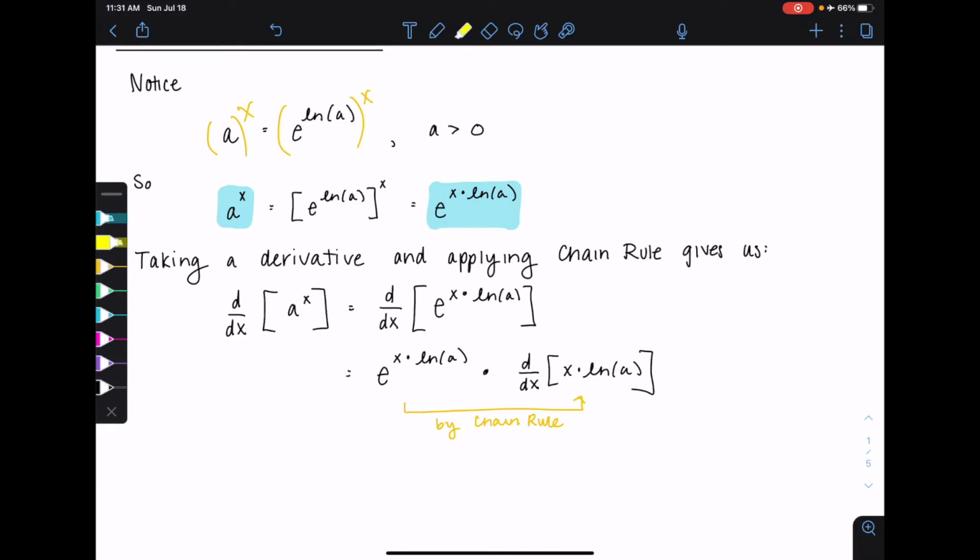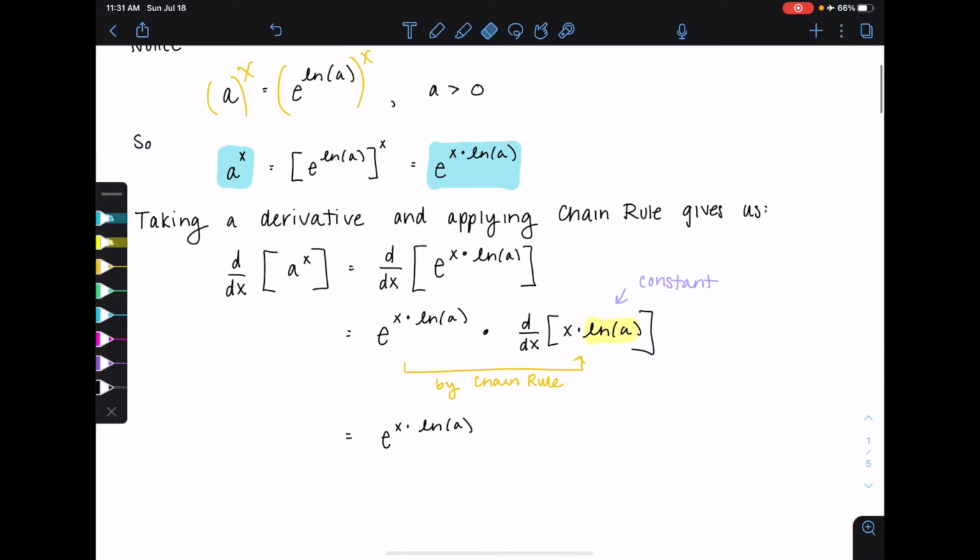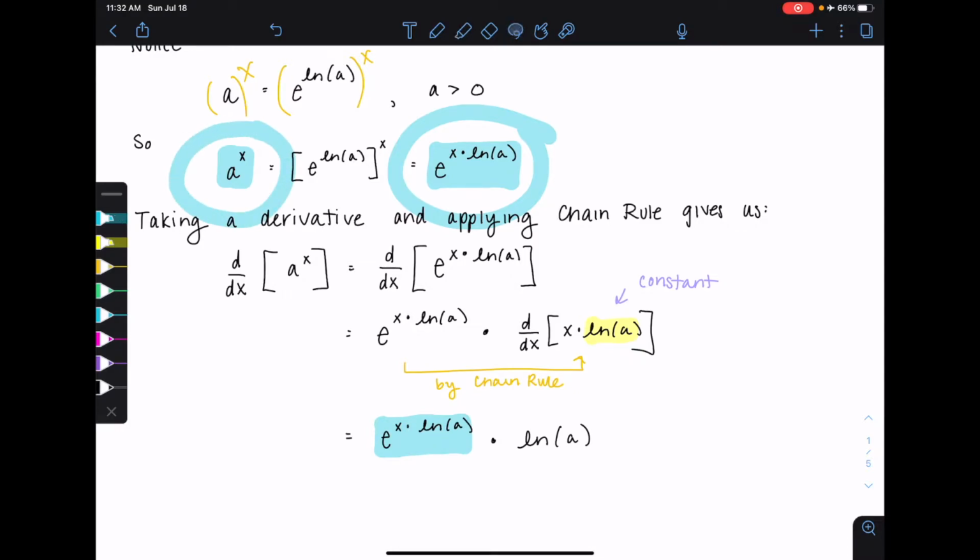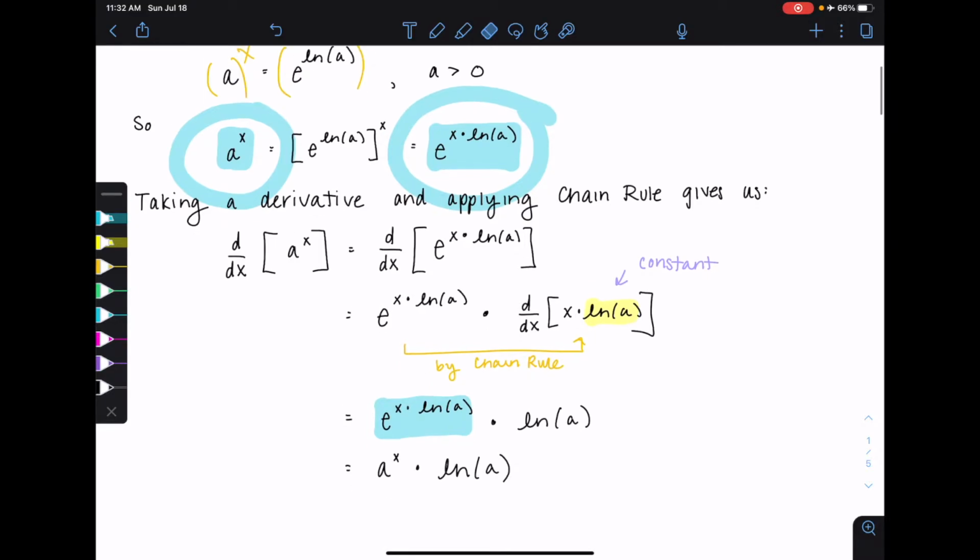Now thinking of this expression, ln of a is just a number, like natural log of 2, just a number. So ultimately this thing is just going to be a constant. So this front piece stays untouched. I have x times a constant. Derivative of 3x is 3, so the derivative of x ln of a is ln of a. Now using this rewriting, e to the x ln of a is exactly what we have up here, so I can just replace that by a to the x. So ultimately this is a to the x times the natural log of a.